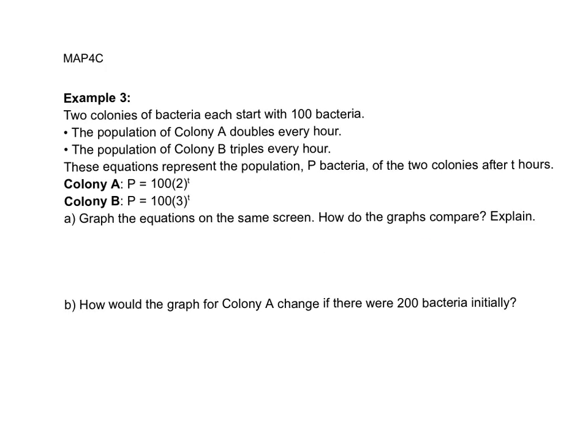So in this example, we've got 2 colonies of bacteria, each starting with 100 bacteria. That is the A factor. Remember in the equation, y equals AB to the x, 100 is what we start with. Colony A doubles every hour, so that means that B is 2. Colony C triples every hour, so in that case, B equals 3. So here are the equations for colony A and colony B. We're going to graph the equations on the same screen. How do the graphs compare?